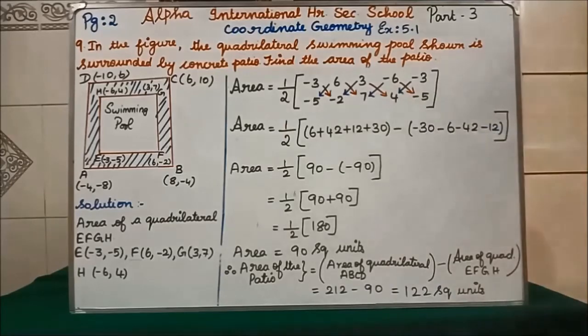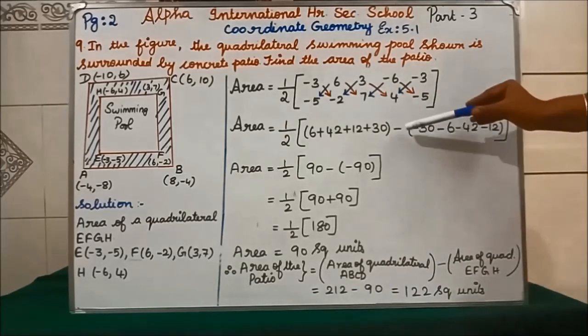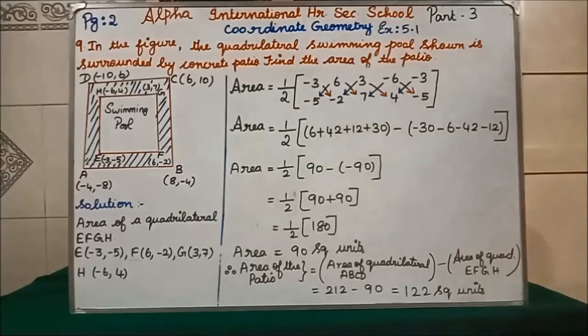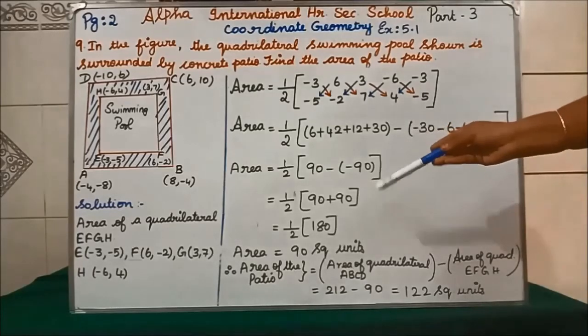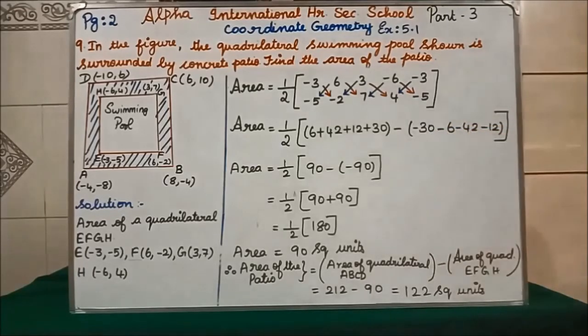Similarly, if we are adding this we are getting minus 90. So in the middle one minus we are having, that minus has become what? Plus. So 90 plus 90 is what? 180. So if we cancel 2 and 180 we are getting 90 square units.